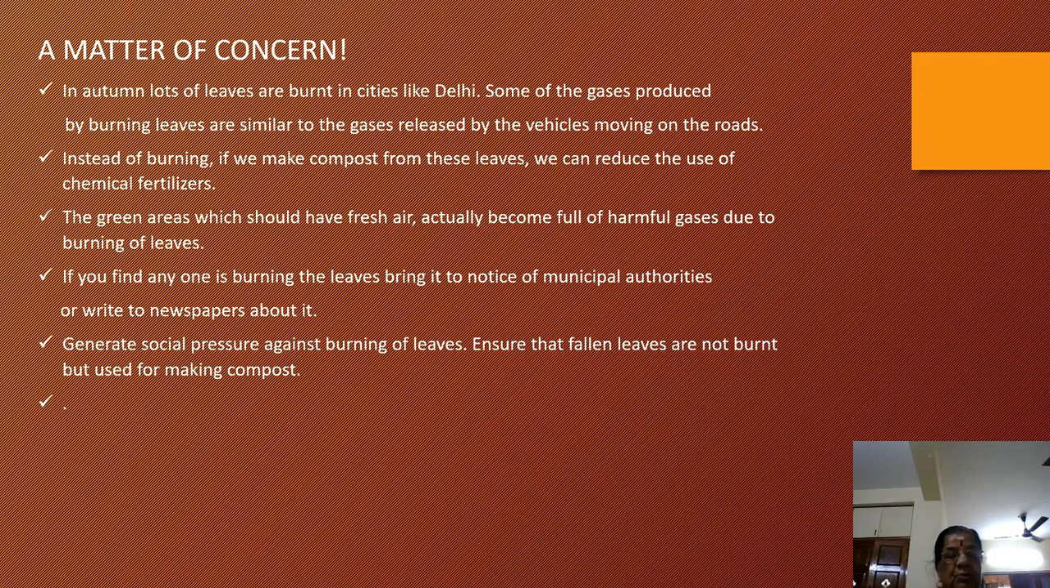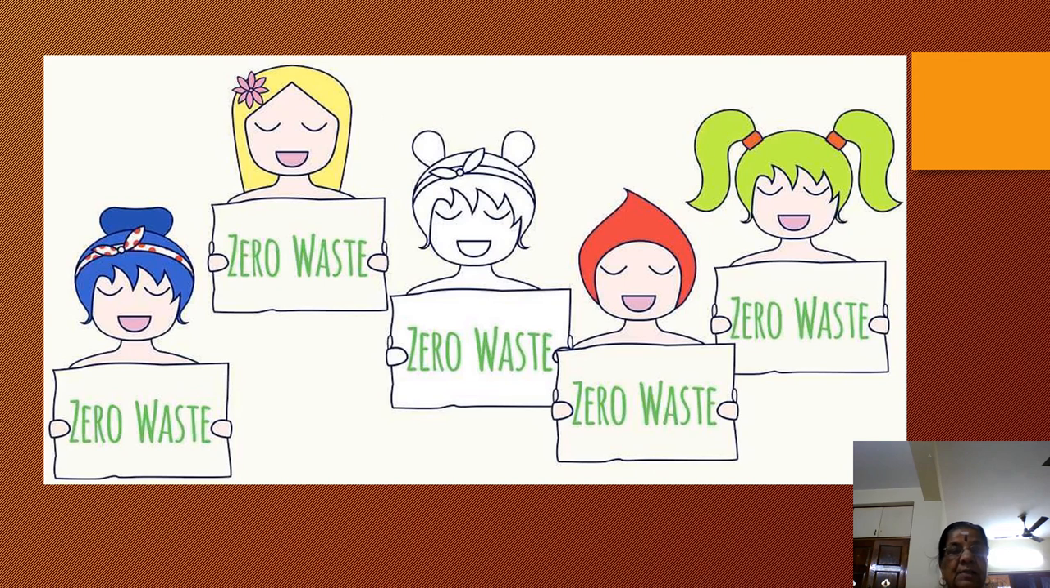I hope you are able to follow this. So next one, there should not be waste at all. The children, as you are 6th standard children, you should make an awareness. Zero waste, zero waste, zero waste. There should not be any waste at all. If at all waste is there, it should be used as compost, or recycled, or reused. Let us make this awareness, right?